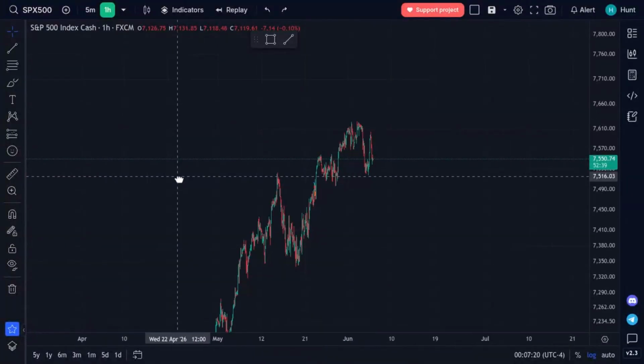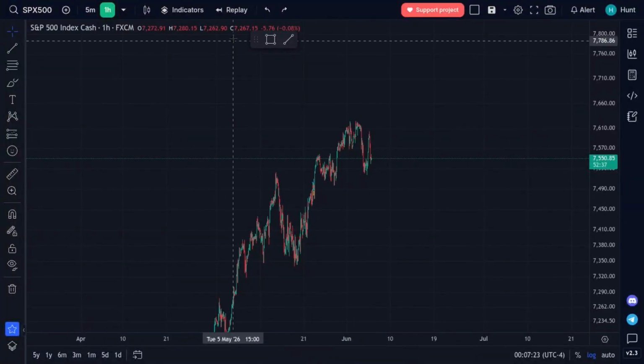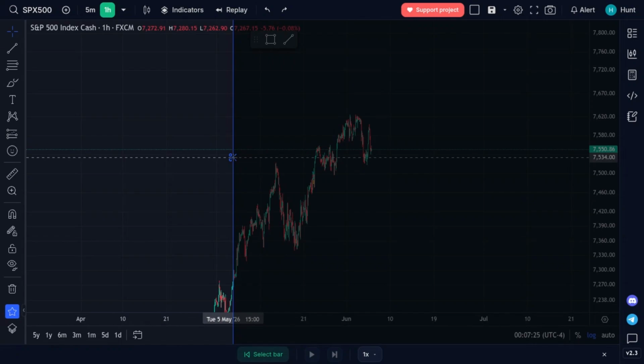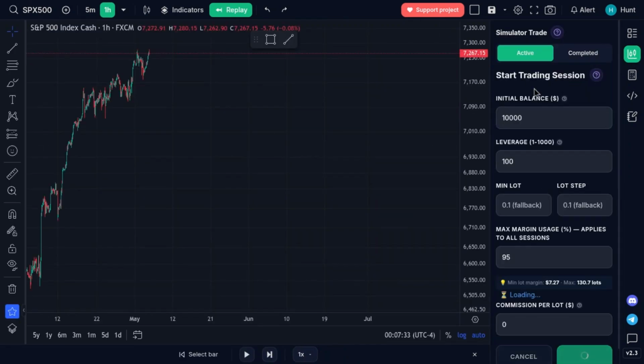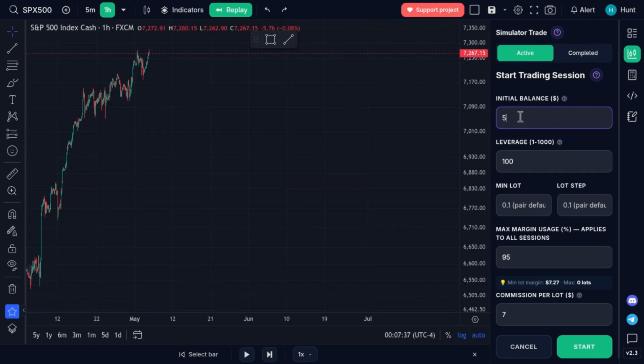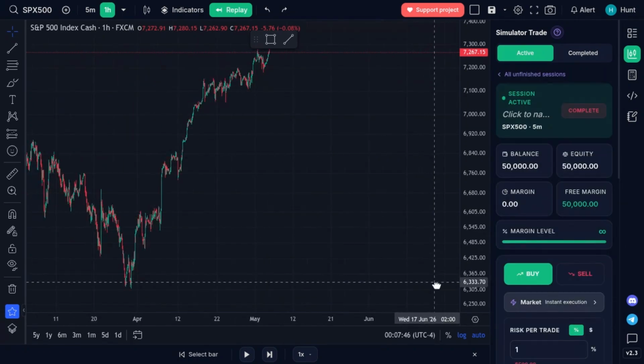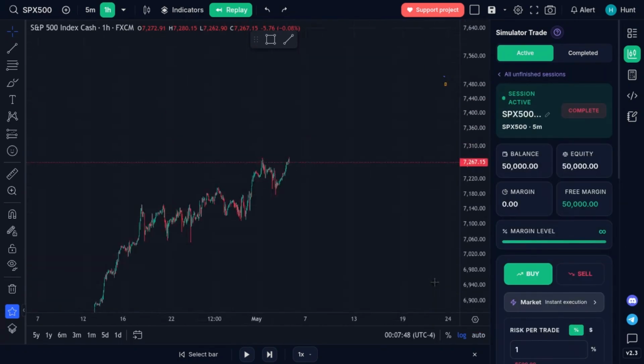Alright guys, so we are on the backtesting software. I'm going to go ahead and replay it to, I don't know, Tuesday, May 5th. It's just some random time, so I'm not really going to be worrying about necessarily trading in a specific session. I'm just going to be taking trades until we get to our 10 trades. So I'm going to set this balance at 50,000 to simulate a funded account. We're going to go ahead and start it, and then we will start trading just from the point that we are right now.